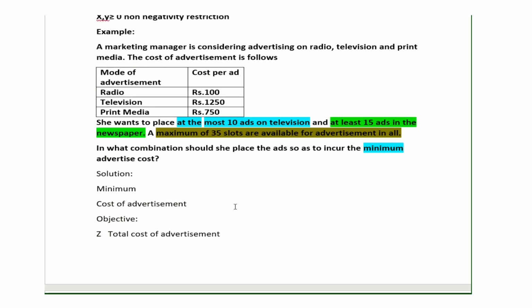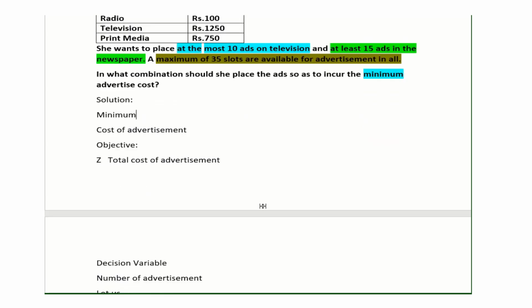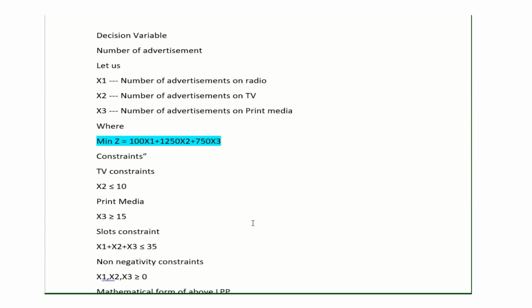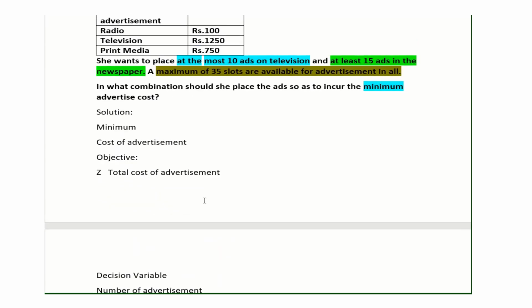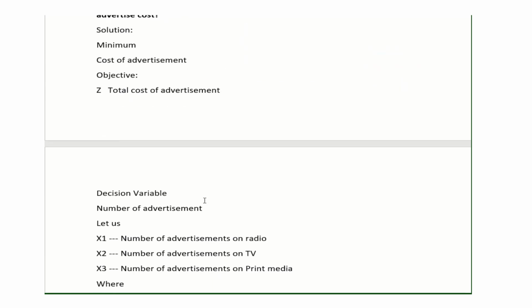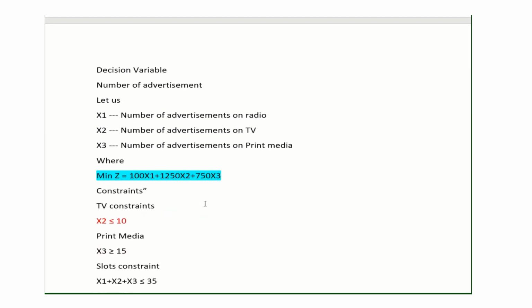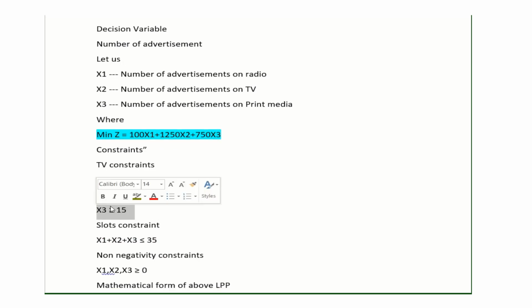So for the television ad, what is the decision variable for television? We mentioned it as x2. x2 is less than or equal to 10. Next, at least 15 ads, and more than 15 ads can be available in the newspaper. So newspaper is the x3 variable. So I mentioned x3 is greater than or equal to 15. You can easily understand what they mentioned in the particular line itself.